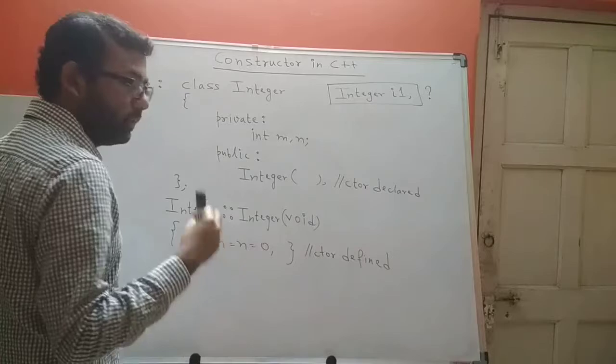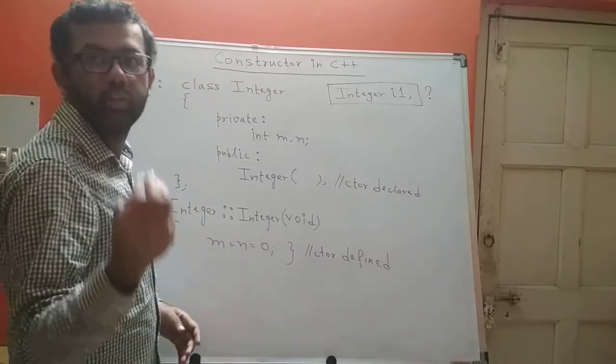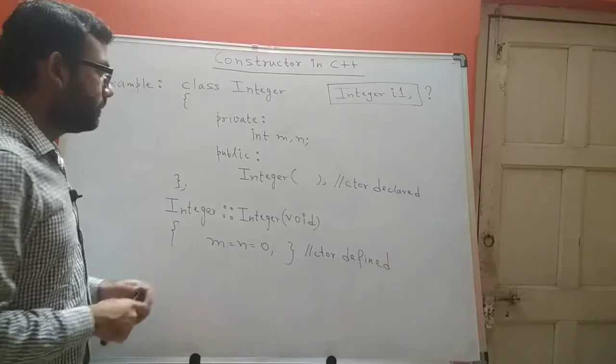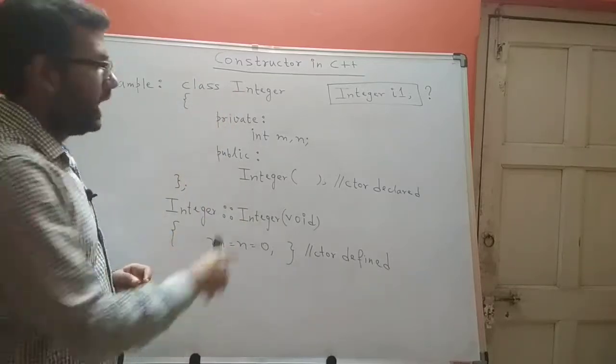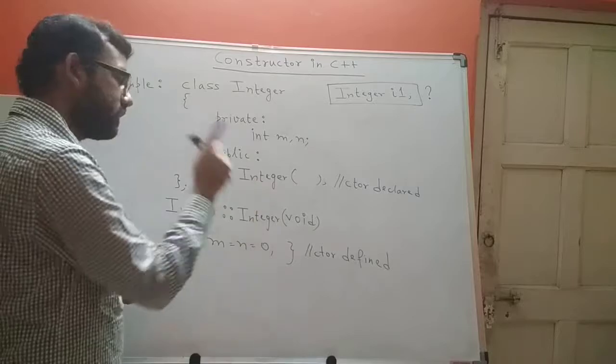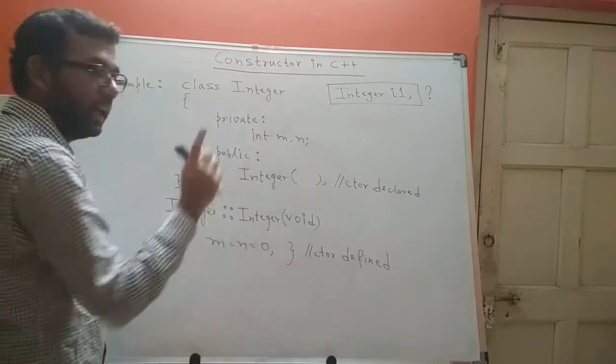There are a few things that will help you to identify whether a member function is a constructor or not. The first thing is the name. Look at the name of the class. The name of the class is integer. And look at the name of the function. The name of the function is also integer. That means this is a special member function which has the same name as the class.